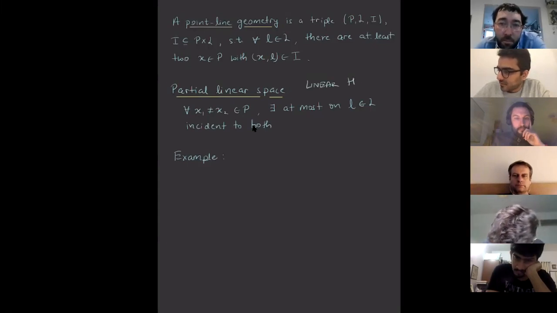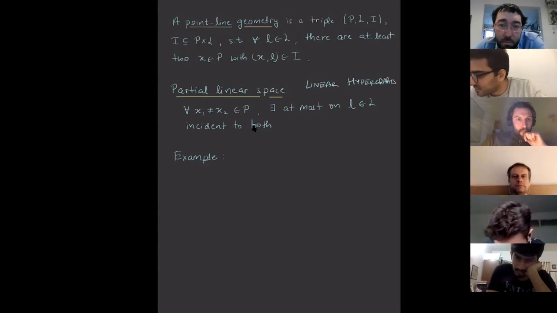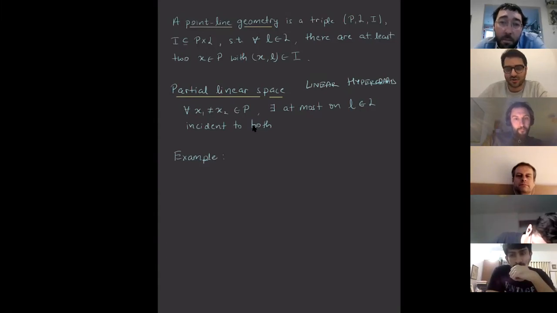linear hypergraphs. If you know what those are, maybe that's a very strange writing. But anyway, linear hypergraphs. If you know what those are, if you don't know, it's okay. Just think of these as you're just seeing this definition. These are the objects you'll be concerned with. But linear hypergraphs are basically partial linear spaces.